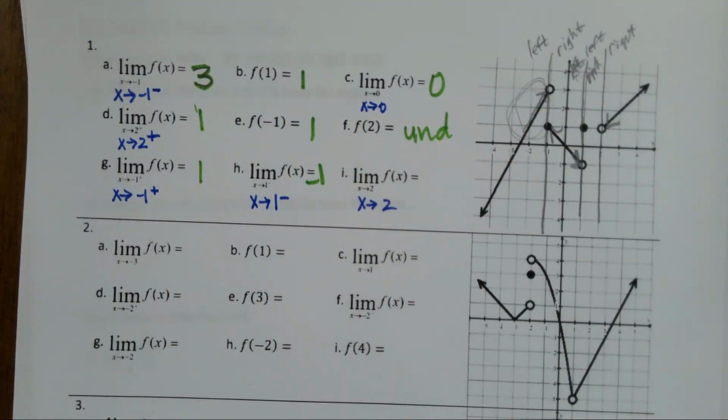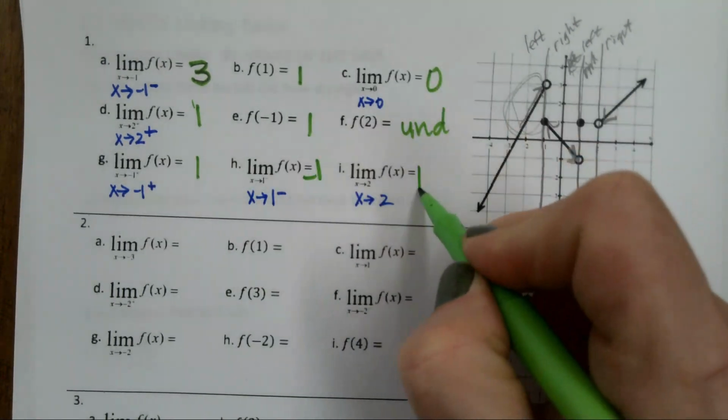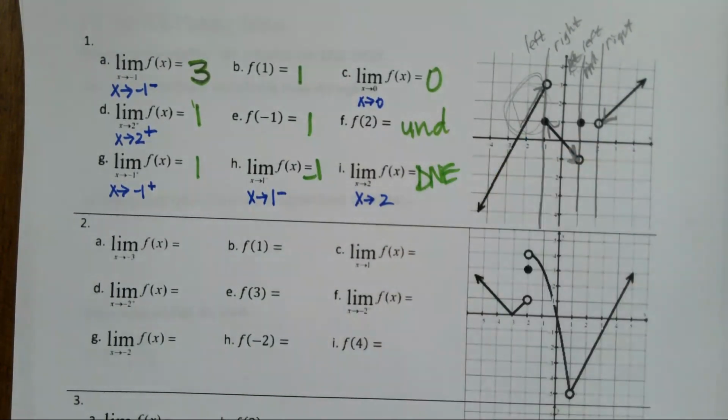How about 2? Now this one doesn't say from the left or from the right. So I've got to sort of look at both sides. Surround myself on 2. Does it connect? No. In fact, I only have a right-hand side. So if it doesn't connect and I'm not looking from the left or from the right, it does not exist.